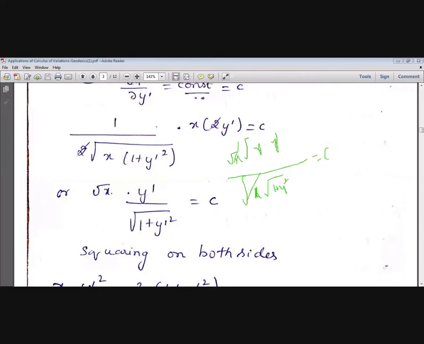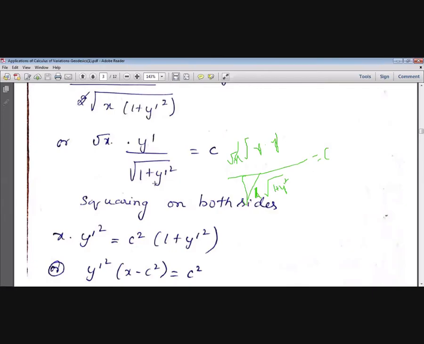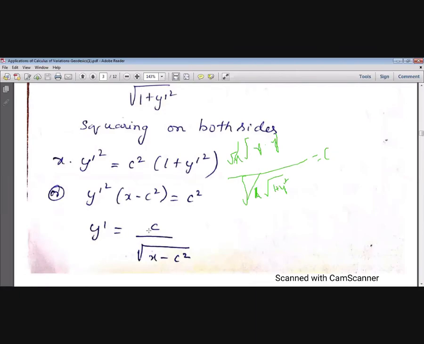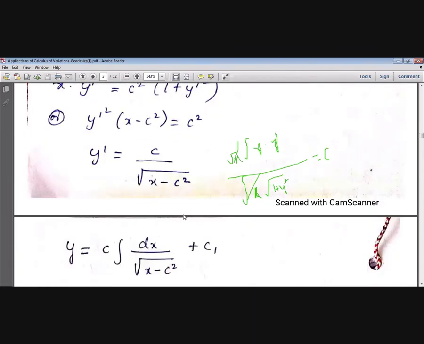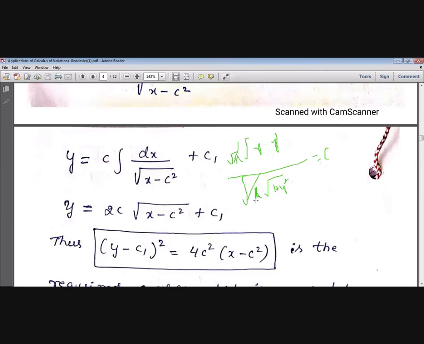Squaring on both sides, the root will get cancelled: x y'² = c²(1 + y'²). Then take only y'² on one side, and all other terms, that is constants, on the other side. So you will get y' = c/√(x − c²). Now I need y, so integrate. The integration of this is 2c√(x − c²) + c1.